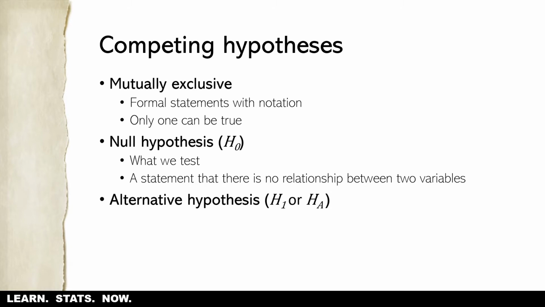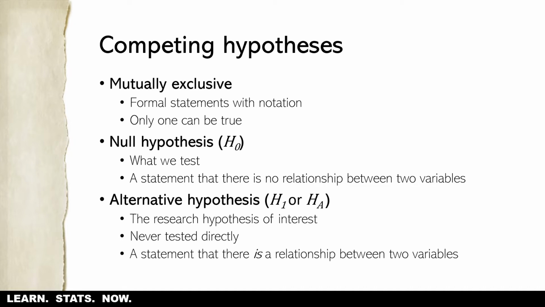Now, the alternative hypothesis is sometimes called the research hypothesis, and in different textbooks, it's either notated as H sub 1 or H sub A. And this is kind of what we're most interested in, right? It's the research hypothesis of interest, but we never test it directly. Okay, we never test the alternative hypothesis directly. Instead, what we test is the null hypothesis. And the alternative hypothesis is a statement that there is a relationship between two variables.